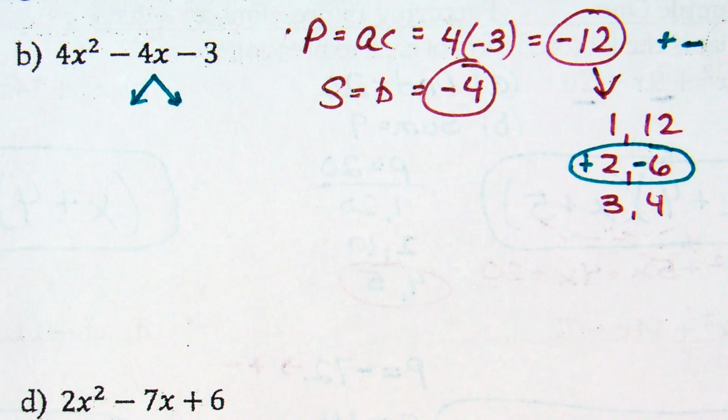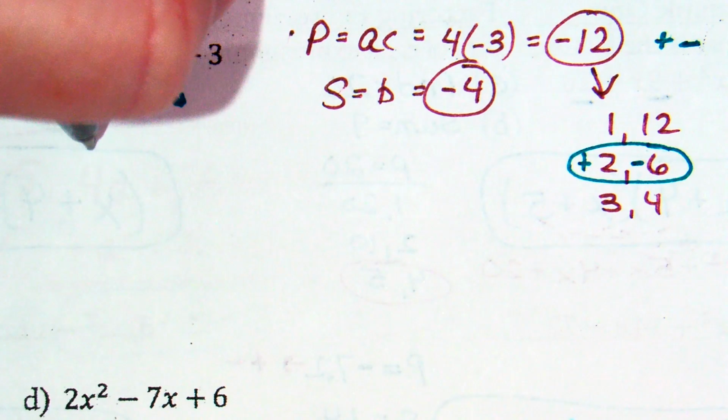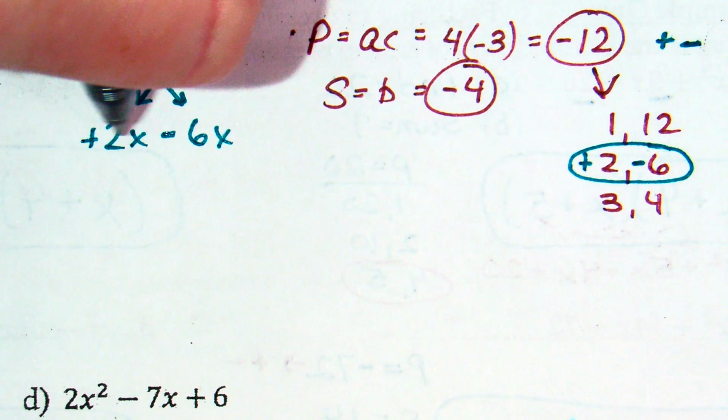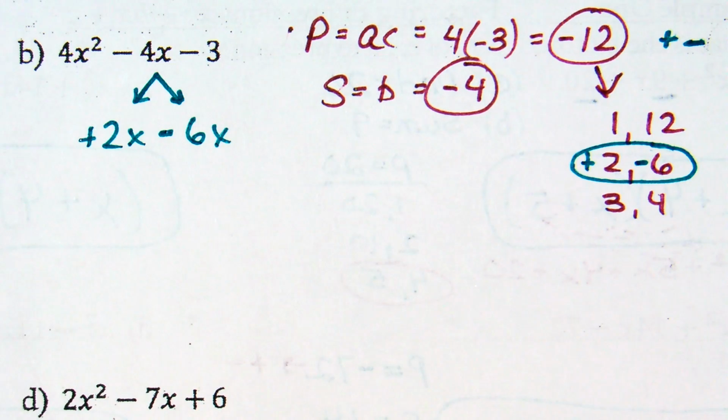You guys are probably going to like it better if I do 2 and then 6. However, if we do 6 and 2, that's fine as well. Okay. So if I do 2 and 6, it's a plus 2x and a minus 6x. Split my middle term. Now what?